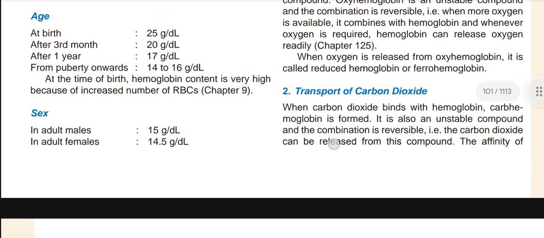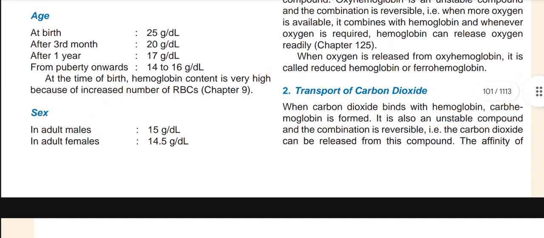Then sex. In case of adult male it is 15 gram per dl, and in adult female it is 14.5 gram per dl, and it may also range. In case of male the normal is around 12 to 16 gram per dl, and in case of female 10 or 11 to 16 gram per dl is normal.